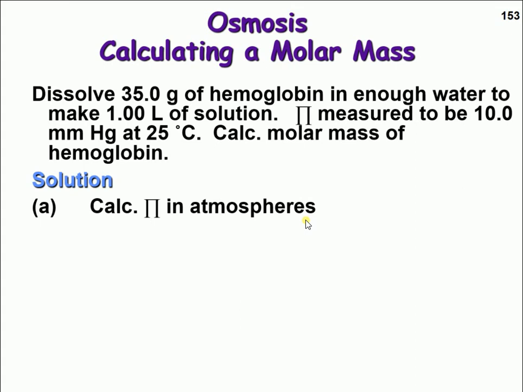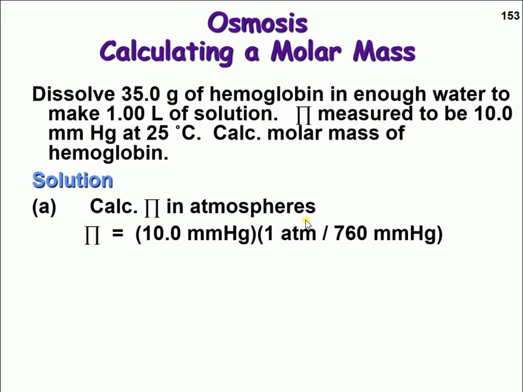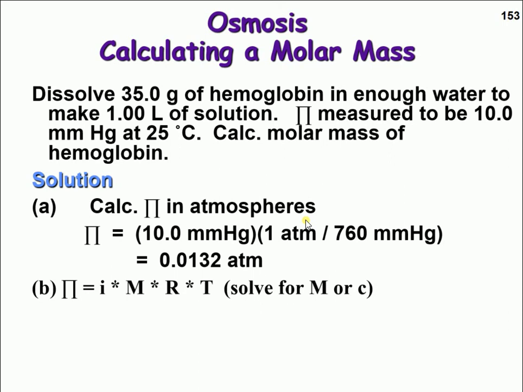And before we get to that, we've got to use the pressure in millimeters of mercury. That won't work, so we've got to convert to atmospheres, which can be done by dividing by 760 millimeters of mercury per 1 atmosphere. That's equal to 0.0132. And using the osmotic pressure equation, we can determine that the unknown that we're looking for here is molarity, capital M in this particular one.